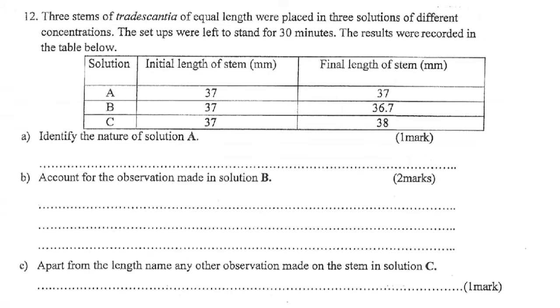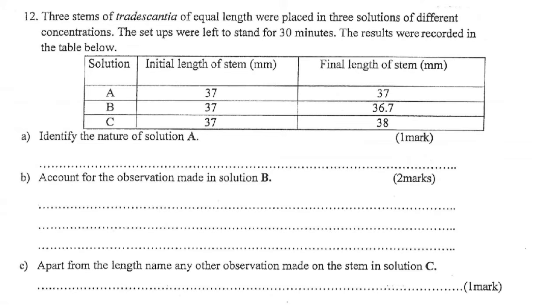So solution A, when the stem was placed in it, the stem had a length of 37 millimeters. After 30 minutes, there was no change. So it was still 37 millimeters. Now, we are talking about osmosis here, movement of water molecules. And that is the reason why we are taking the length of the stems before and after. We want to know if the stems have remained the same, if they have increased or decreased. Now, this is based on the movement of water.